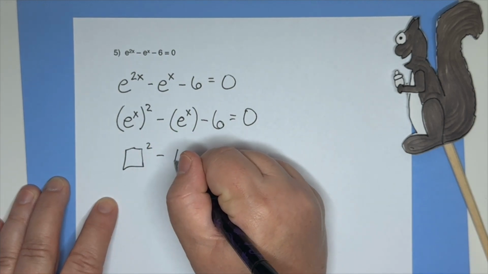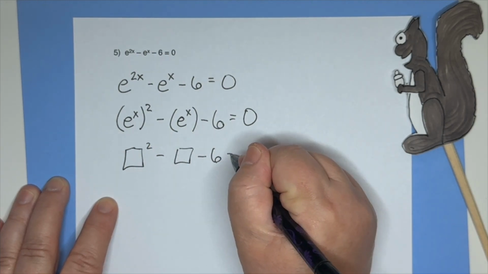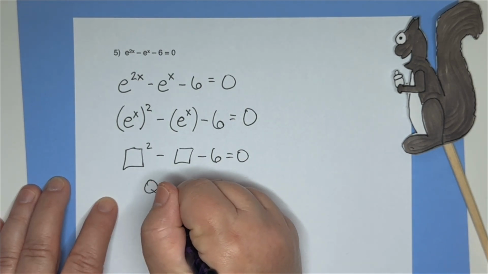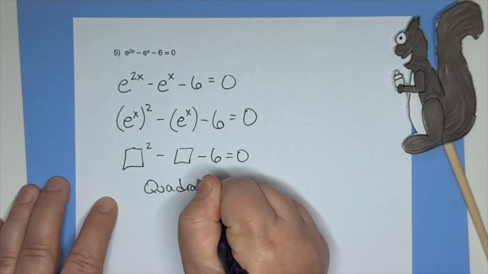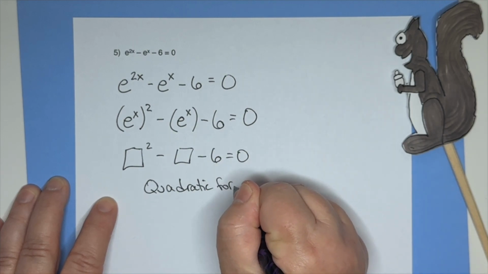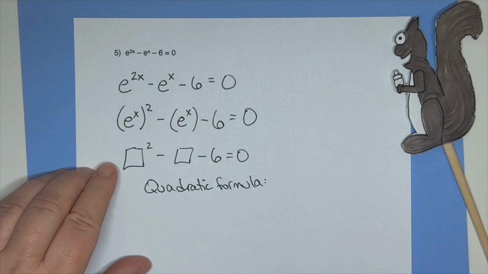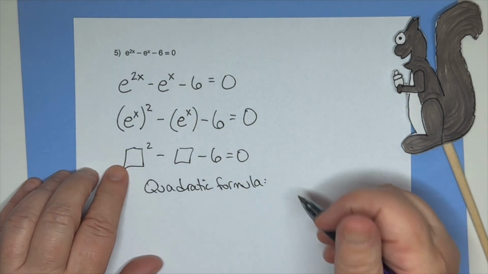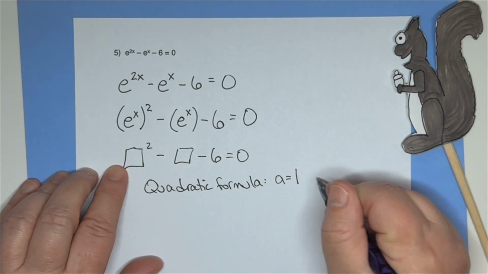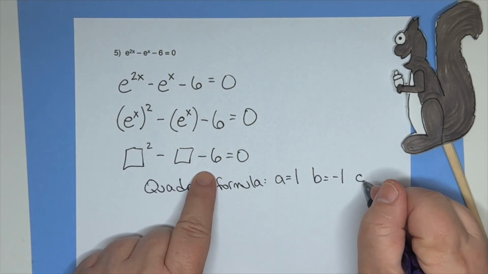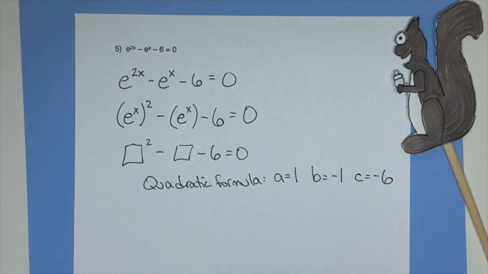Something squared minus something minus 6 equals 0. We can either try to factor this, or we can use the quadratic formula. I'm going to use the quadratic formula. And just because you might be feeling a little rusty, the number in front of the squared is a, which is 1. B is right there. And C is right there.